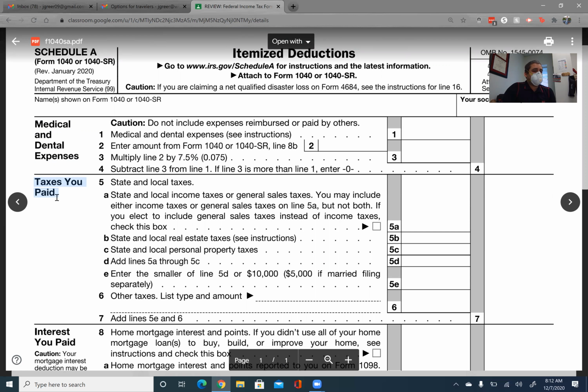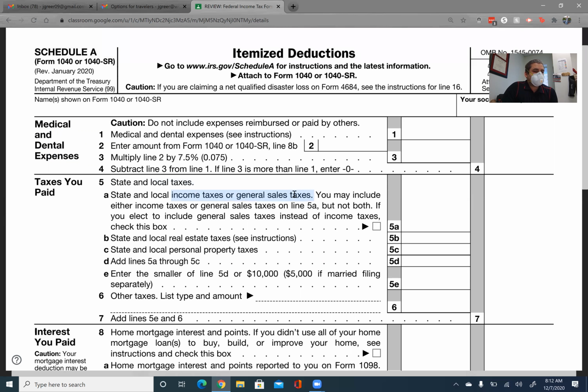Okay. So here, though, this is where we're going to start. Taxes that we pay, state and local taxes. So 5A says state and local income taxes or general sales taxes. Being in Texas, which one should we be concerned about? Sales tax, right? Do we have income taxes in Texas? No. I saw the head shaking.